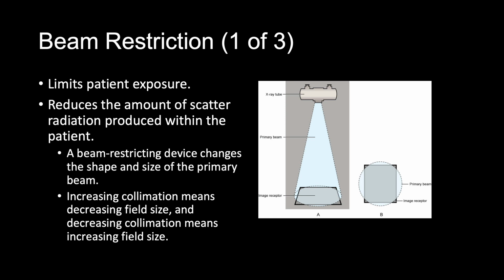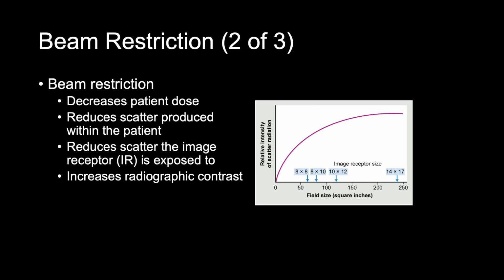As collimation increases, the field size decreases, and the quantity of scatter radiation is going to also decrease. As collimation decreases, the field size increases, and the quantity of scatter radiation increases. In addition to decreasing patient dose, beam restricting devices also reduce the amount of scatter produced within the patient, reduce the amount of scatter the IR is exposed to, and then increase the radiographic contrast.